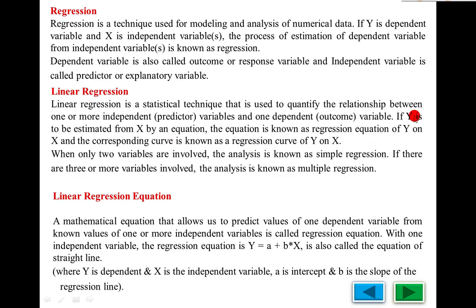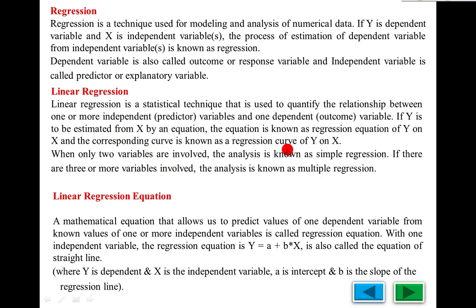If you have one value of y and one value of x, the equation is called the regression equation of y on x, and the curve or graph is called y on x. When two variables are involved, the analysis is known as simple regression, one y and one x, one dependent, one independent. If there are three or more variables involved, meaning one dependent, two independent, the analysis is known as multiple regression.